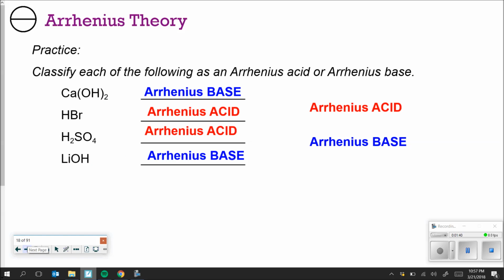So if I was going to classify each of these, they're already written out, but we can just go through it. We've got calcium hydroxide. That's going to be an Arrhenius base because it's going to donate this hydroxide to the solution. HBr is going to be an acid because of that hydrogen. It's going to donate that. H2SO4, sulfuric acid, this hydrogen will be donated to the solution. And then Arrhenius base, this OH, so it produces hydroxide in solution.